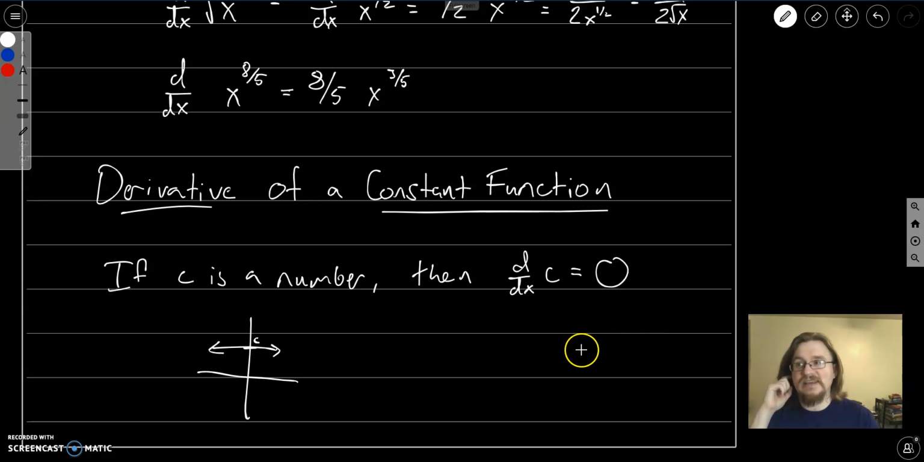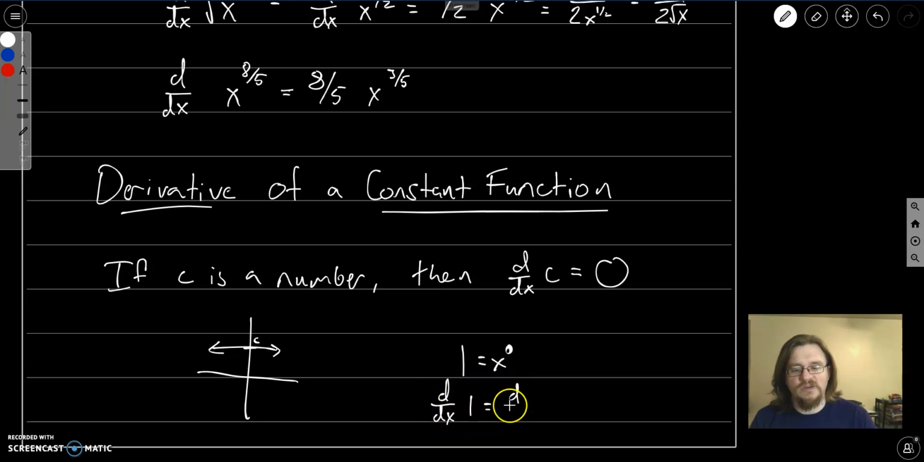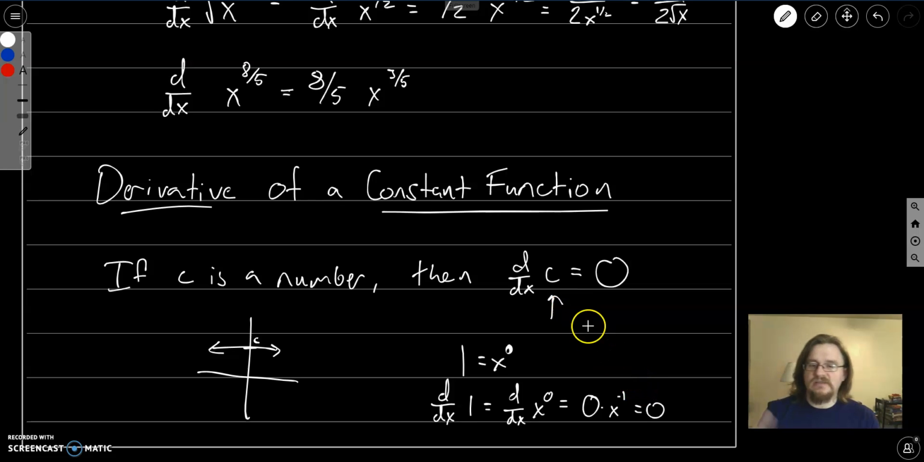Maybe a slightly counterintuitive way to think about this is, for instance, 1 is the same thing as x to the 0 power. Well, what would happen if I tried to take the derivative of 1? This is going to be the derivative of x to the 0 power, which is going to be 0 times x to the negative 1. But 0 times anything is just 0. But this is slightly more general. C could be anything. C could be a negative number, C could be a positive number, C could be 0.